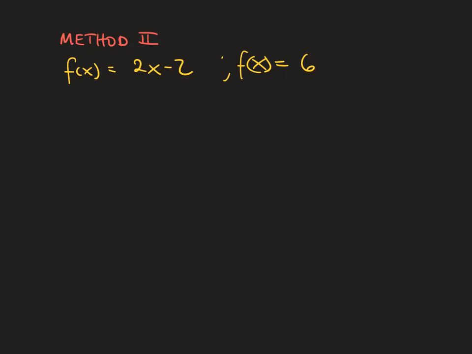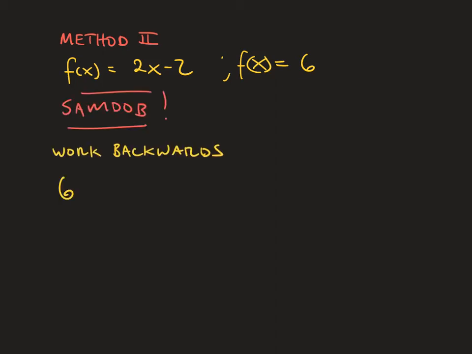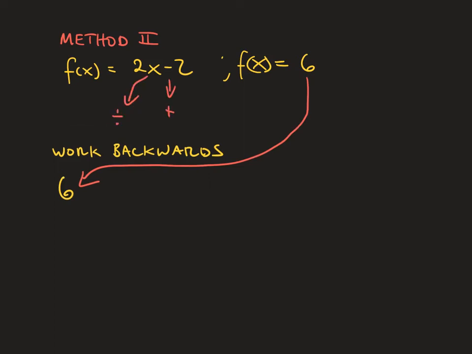The second method is common in primary school and in grade 8. I would recommend that you don't use it often unless you're very good with mental maths, but it just involves doing a backwards process. So we're going to work backwards using SAMDOB. The very beginning of our journey is going to be at the number 6, because that's where the journey ended. So we're working backwards from the 6. Then we're going to do opposites. So the first thing we're going to do with SAMDOB is work on adding or subtracting.